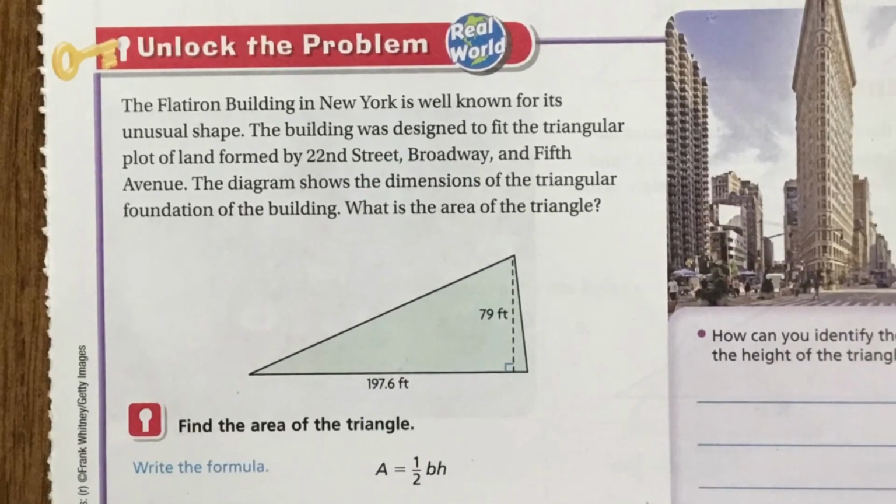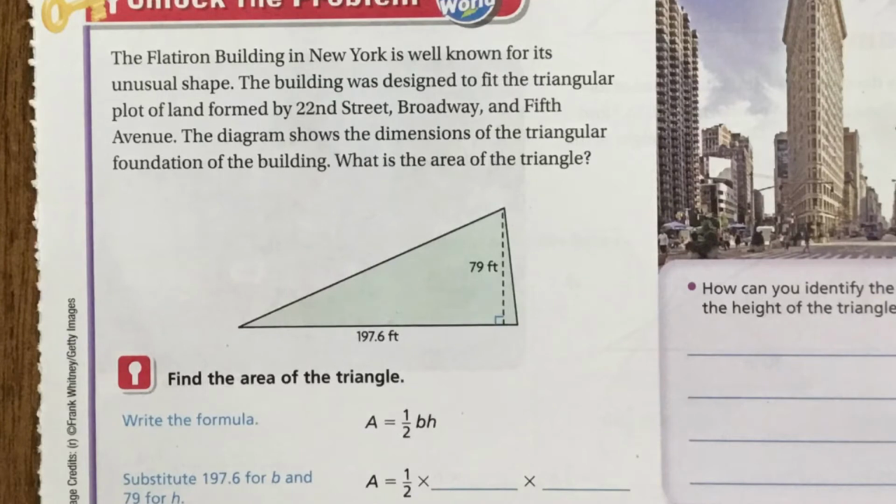All right, so let's read, unlock the problem. So put your finger on it. You ready? Go. The Flatiron Building in New York is well known for its unusual shape. The building was designed to fit the triangular plot of land formed by the 22nd Street, Broadway, and 5th Avenue. The diagram shows the dimensions of the triangular foundation of the building. What is the area of the triangle?